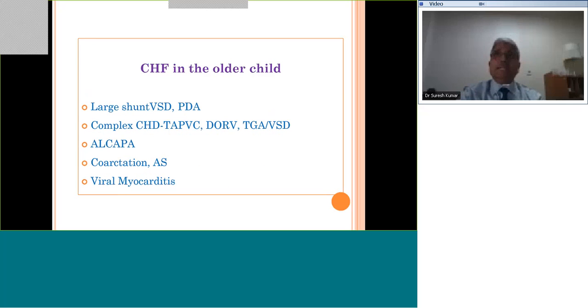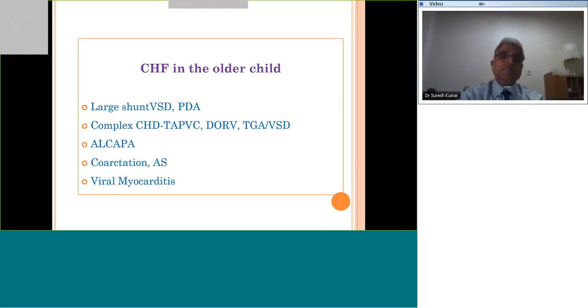Now let's think of the older child. We spoke of the first day, the first week, the first few weeks, or the period from 1 month to 3 months. If you had a child who was okay during all this period, but later in the first year of life, or even later, the child is presenting with heart failure, you could still be dealing with a large shunt or a complex congenital heart disease with a significant shunt. But during this time, ALCAPA, a late presentation of coarctation and aortic stenosis, viral myocarditis, and arrhythmias figure in the list.